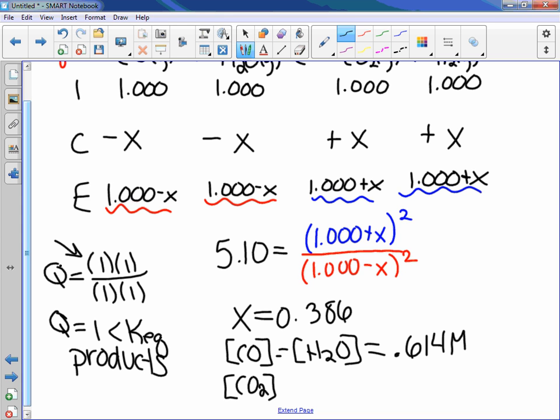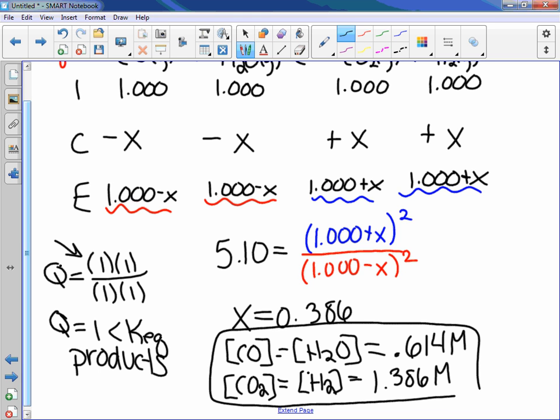And then CO2 and H2 are 1 plus X, right? Why am I doing that on my calculator? Yay! Right? It's glorious. Okay, thank you AP Chem G for helping Rob and Sarah.